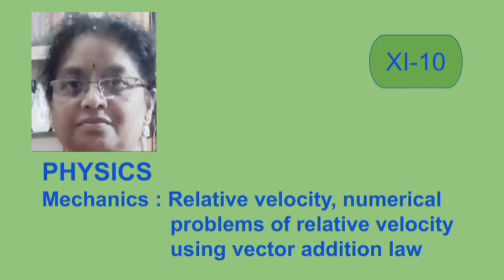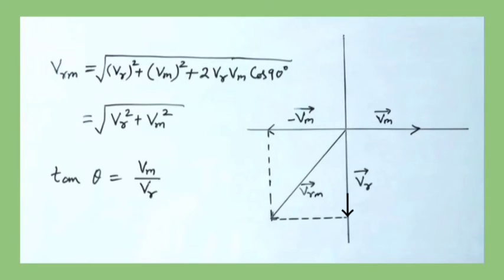A typical situation of relative velocity comes while it is raining. When a man is moving with a velocity Vm in rain, which has velocity of Vr, then relative velocity of rain with respect to man is Vrm is equal to under root Vr square plus Vm square plus 2 Vr Vm into cos 90 degree, which is clear from the diagram. And thus Vrm is equal to under root Vr square plus Vm square. Tan theta is equal to Vm by Vr, which gives the direction of rain.